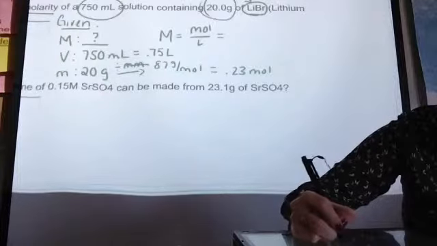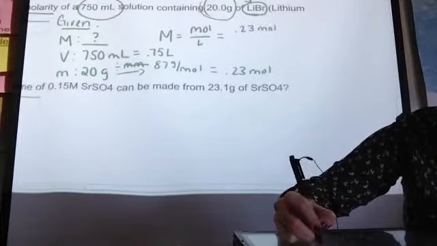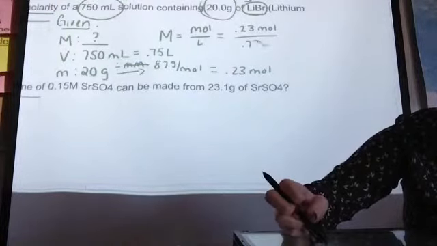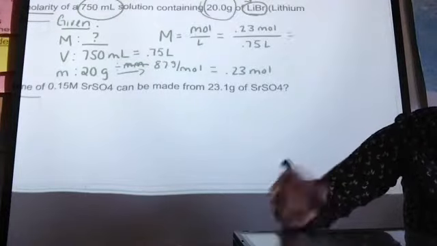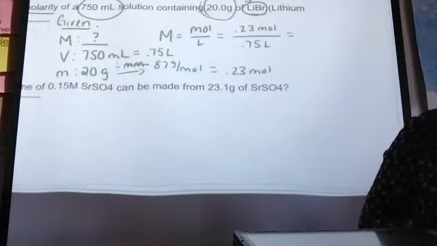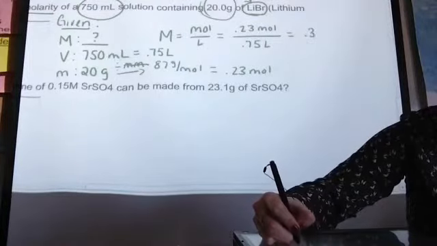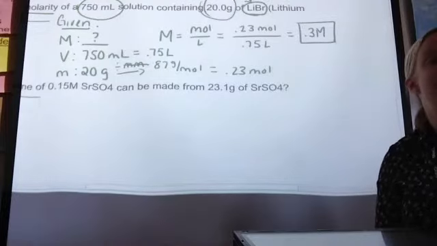Molarity is moles over liter. I have 0.23 moles. I have 0.75 liters. Divide 0.23 by 0.75, and my molarity is 0.3 molar. And that is the answer.